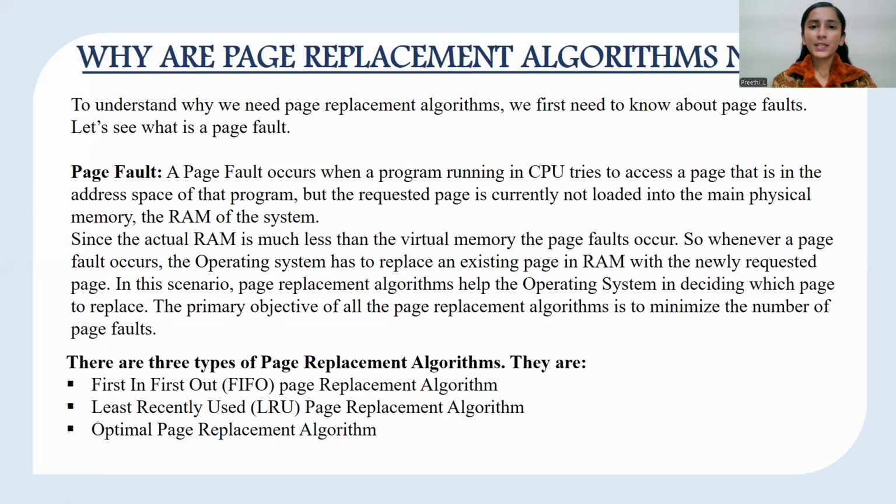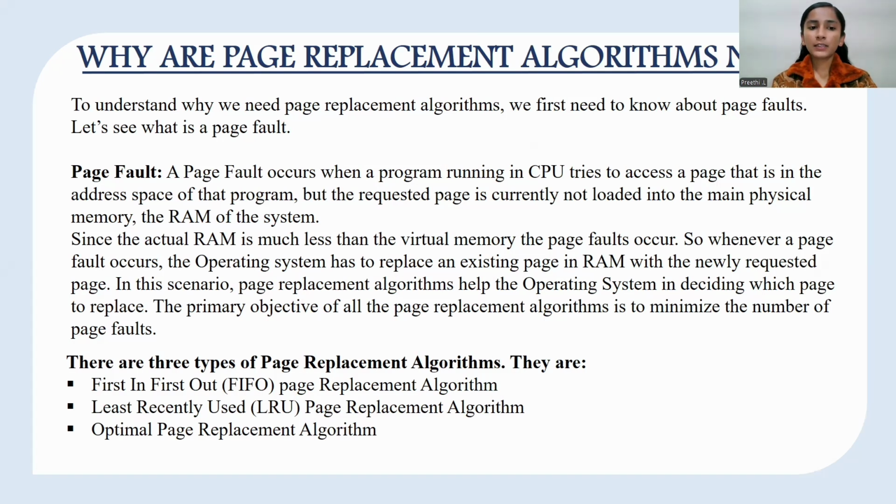Now let's see why page replacement algorithms are needed. To understand why we need page replacement algorithms, we first need to know about page faults. Let's see what is a page fault. A page fault occurs when a program running in the CPU tries to access a page that is in the address space of that program, but the requested page is currently not loaded into the main physical memory, the RAM of the system. Since the actual RAM is much less than the virtual memory, the page fault occurs.